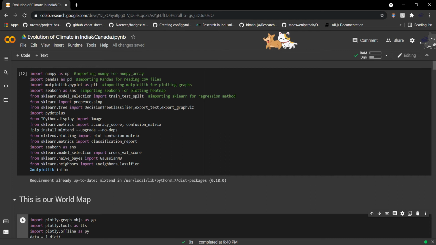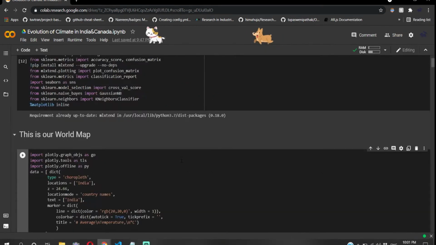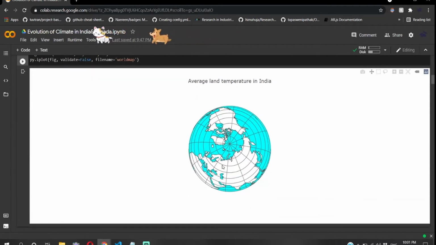In TO hacks we have made an evolution of climate change in India and Canada, which is a data mining project using Panda and Python as our coding language in Colab Notebook. As we all know, COVID-19 hit our health in a very hard way, but the lockdown in the countries led to a change in climate in a very favorable way. So let's start. This is our world map.